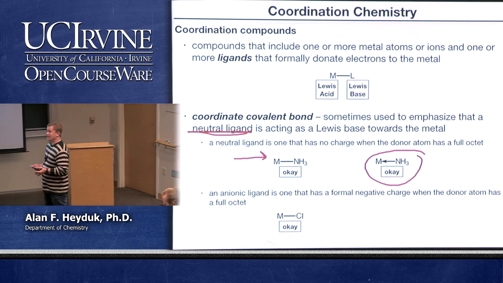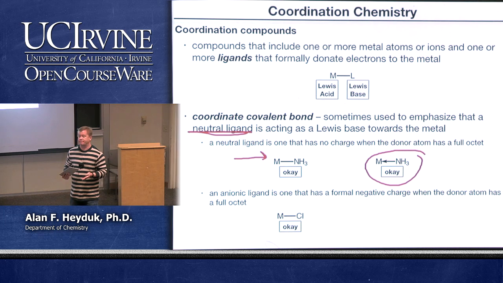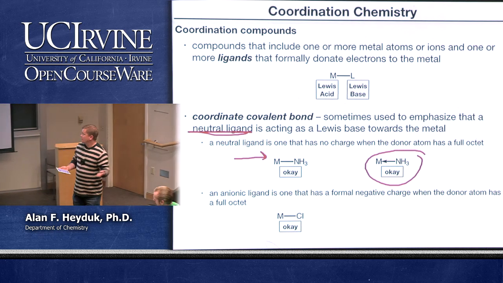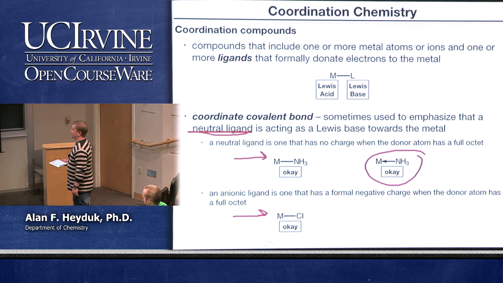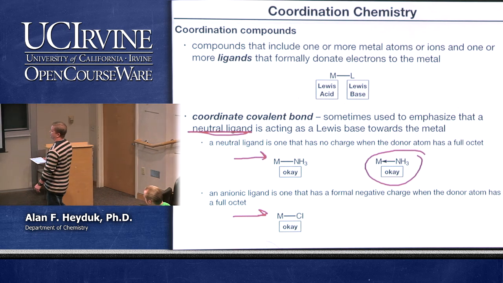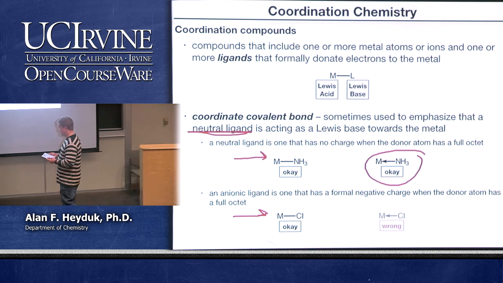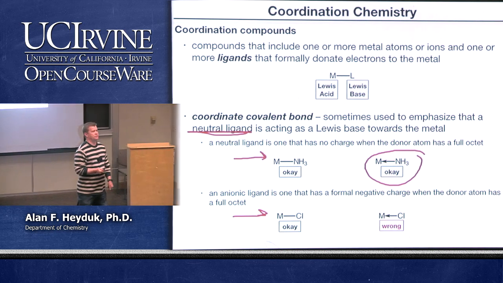Now, where you have to be careful is we also have anionic Lewis bases, right? Chloride. Chloride is a Lewis base, but it's got a charge. It's also okay to write chloride with a single bond. Metal chloride interactions, they're sharing a pair of electrons. Do not ever do this.